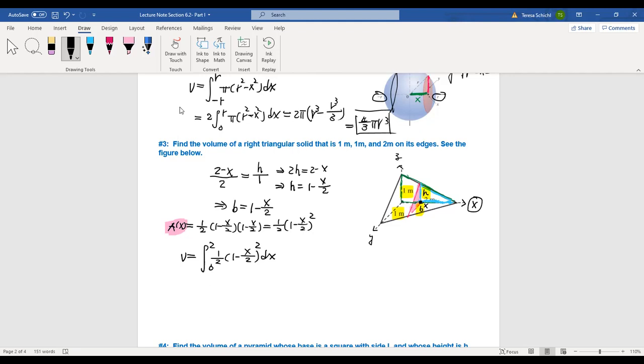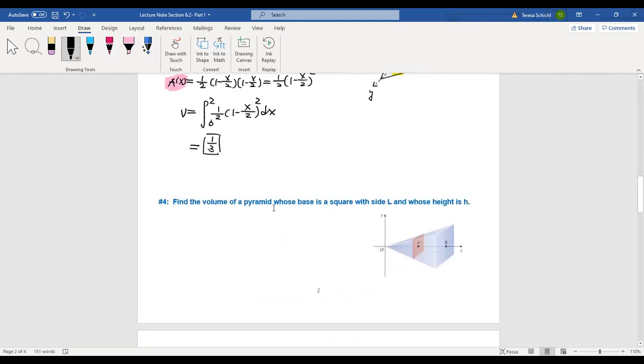This is a very simple integration, and I'm not going to spend time carrying it out; assume you know how to do that. So this will be 1/3. This is what we call the slicing method. Now let's take a look at the next one.